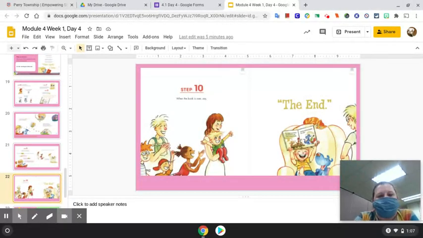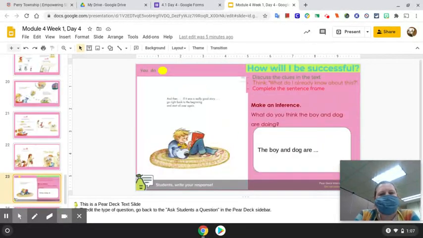Step 10. When the book is over, say, the end. And then, if it was a really good story, go right back to the beginning and start all over again.